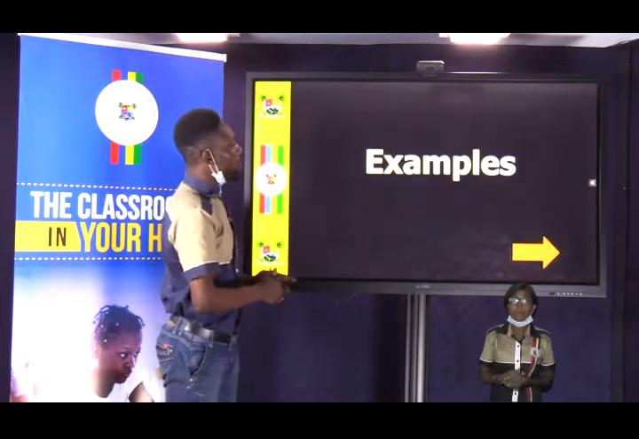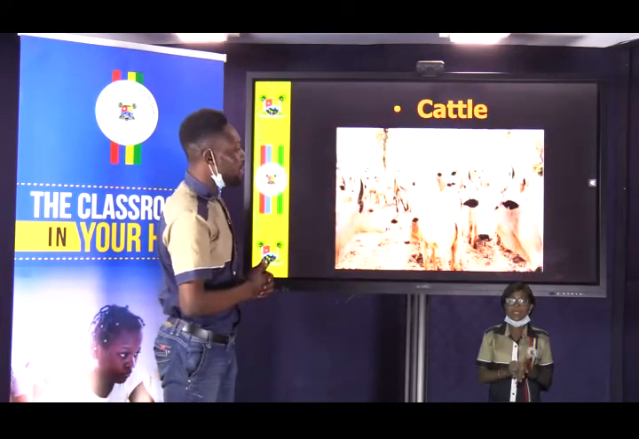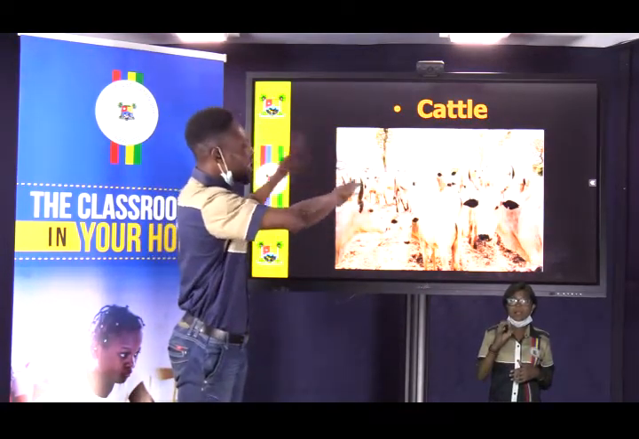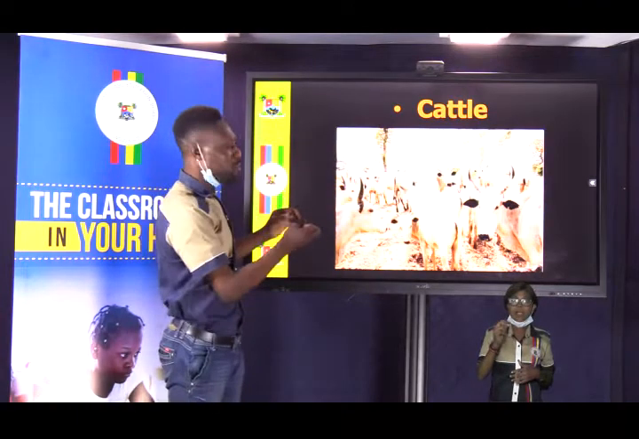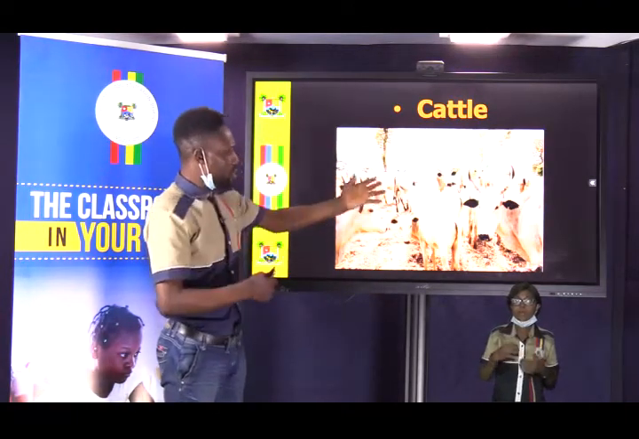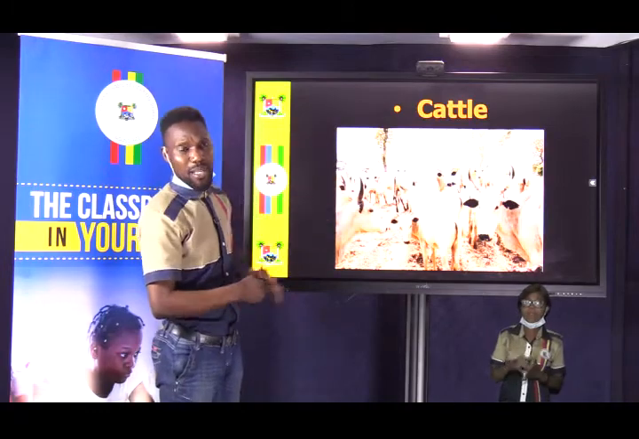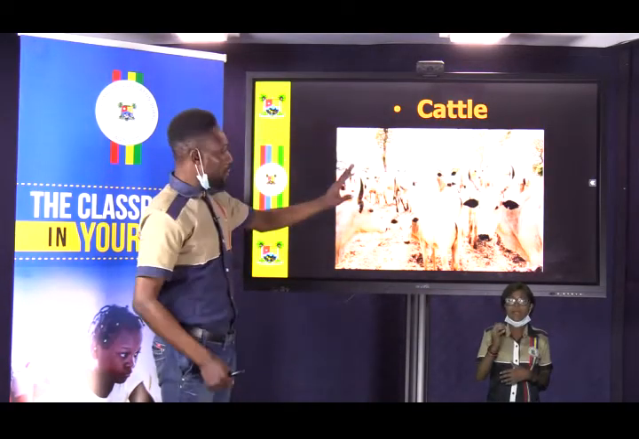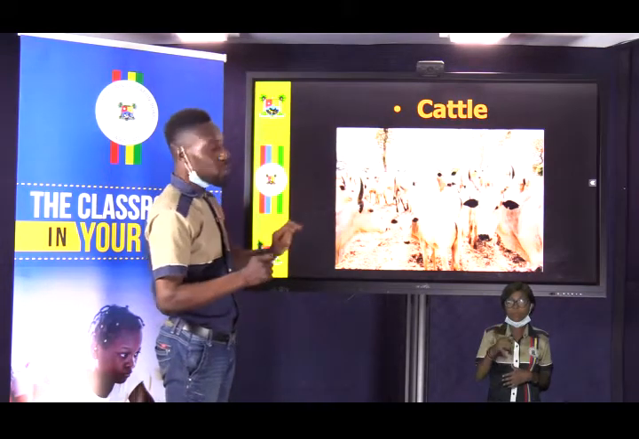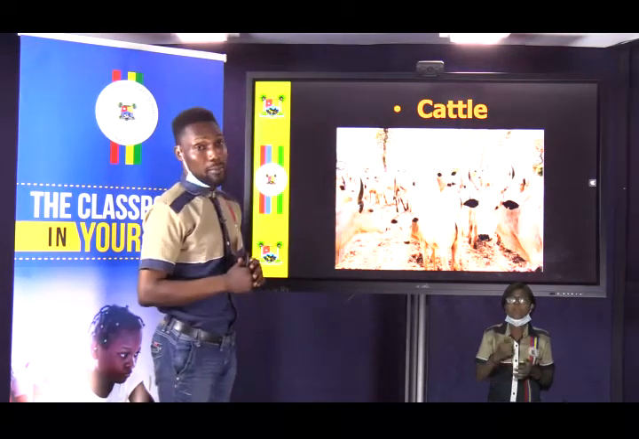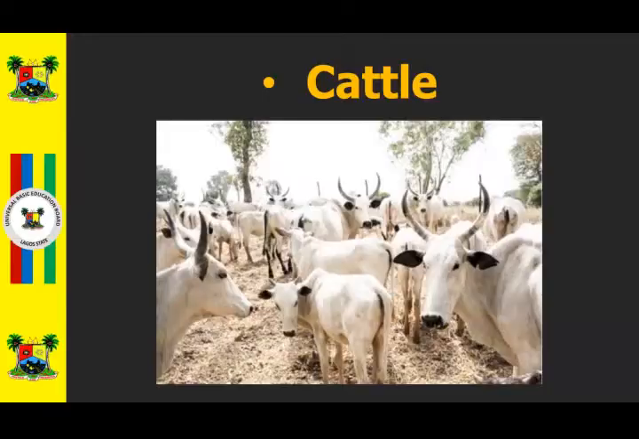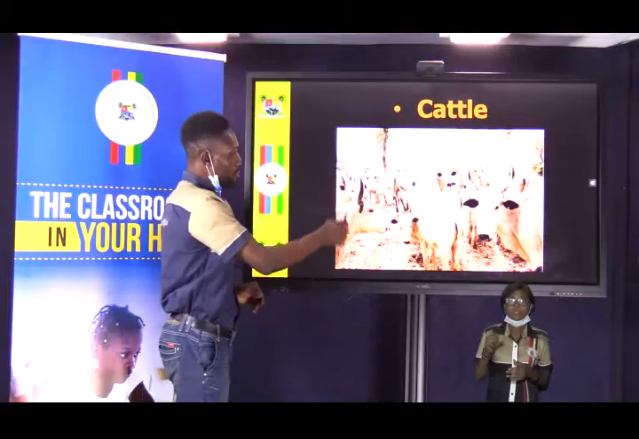So the example of animals found in savanna, we have cattle. Just like we have that large piece of land with just a few trees there. The animals that are mostly adapted in that region in savanna are cattle. I think now when I mention cattle, you should know the part of the country I'm talking about. Is it in the east? Okay, some are saying no. South? No. North? Yes, mostly in the north.